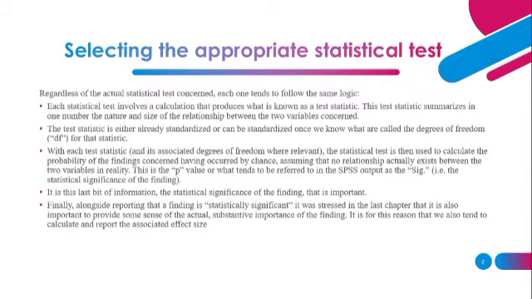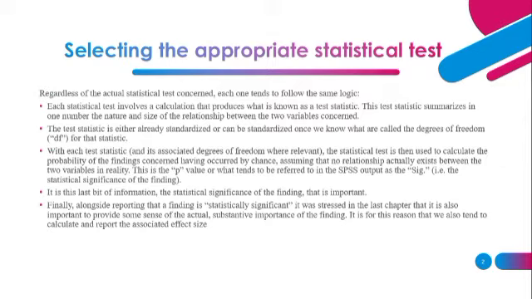For the first is selecting the appropriate statistical test. Regardless of the actual statistical test concerned, each one tends to follow the same logic. The first, each statistical test involves a calculation that produces what is known as a test statistic. This test statistic summarizes in one number the nature and size of relationship between the two variables concerned.